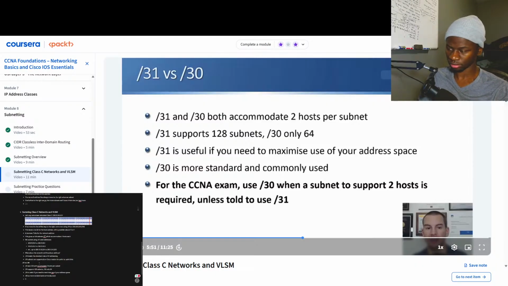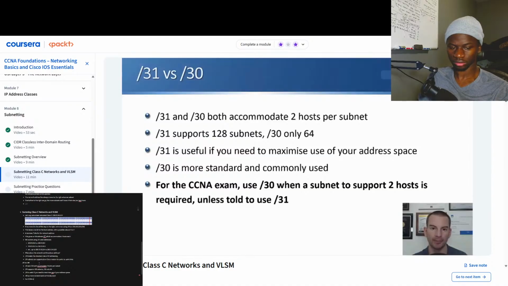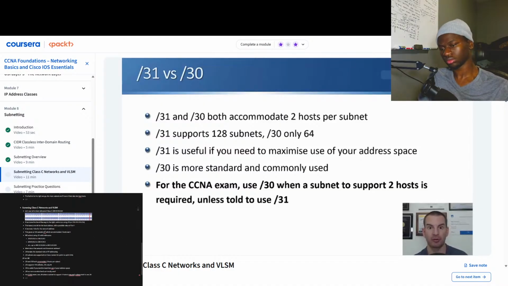A /30 only supported 64. So you're maybe thinking, oh, well, we're always going to use /31 then. And a /31 is useful if you need to maximize the use of your address space. But a /30 is more commonly used, it's more standardized. For the CCNA exam, if you get a question where you've got the choice where you could use either a /31 or a /30, always use a /30.